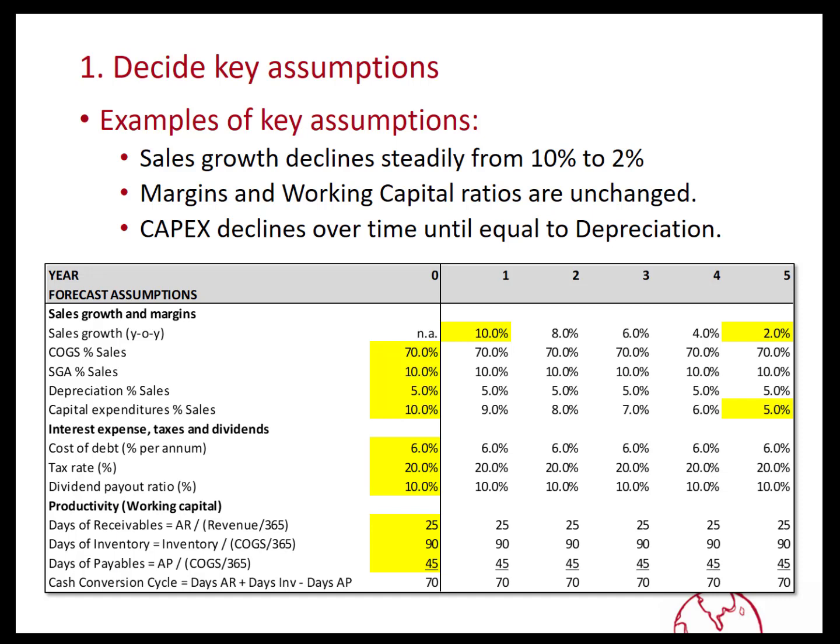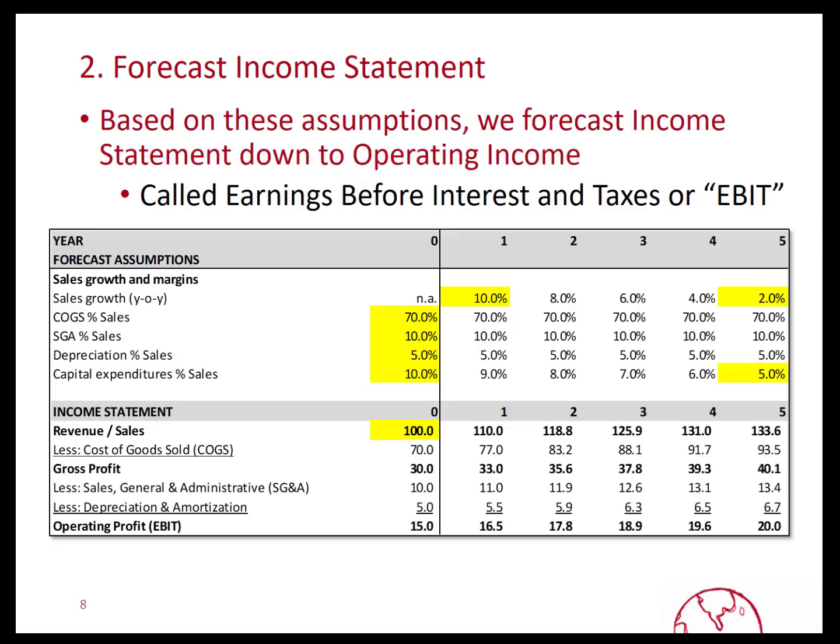We need to have a number for depreciation and CAPEX, where depreciation reduces the value of assets and CAPEX increases it. It's typical that they don't equal each other, but by the end of our forecast horizon, we should set them equal to each other. Here, depreciation is steady at 5%, CAPEX is at 10 and declines steadily until 5. For the debt, we need to know the cost of debt. We're also going to have a tax rate and dividend payout ratio, and we're going to be using these different days of receivables, inventory, and payables to calculate working capital.